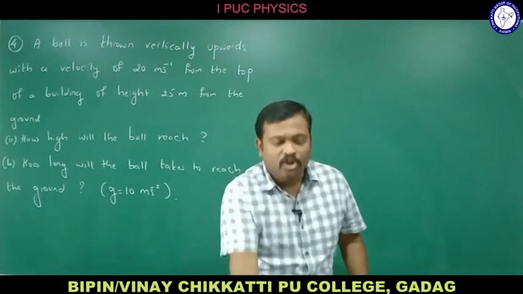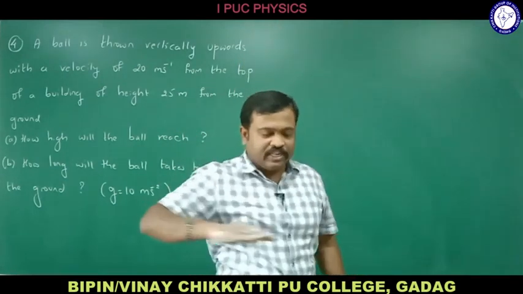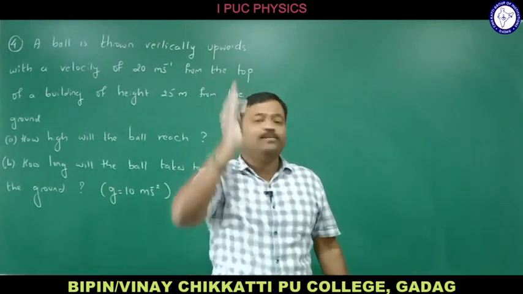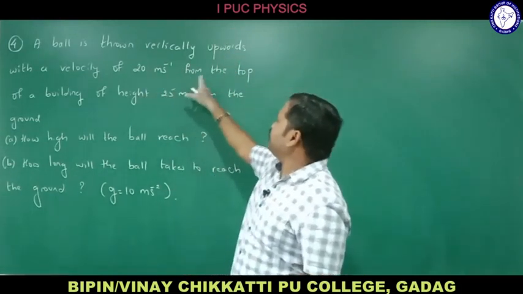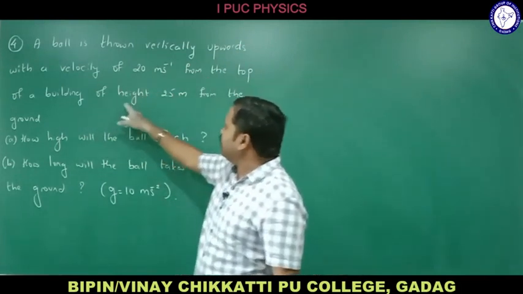Means we are seeing now vertical motion. Till now we have seen horizontal motion here. Now we are going with the vertical motion. The ball is thrown vertically upwards with a velocity of 20 meter per second from the top of the building of height 25 meter.